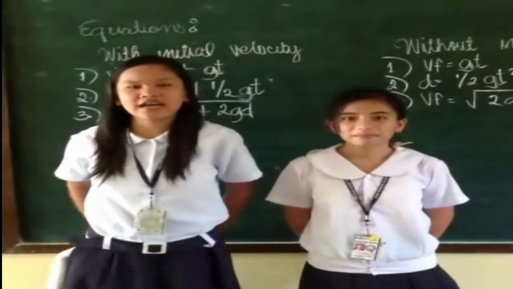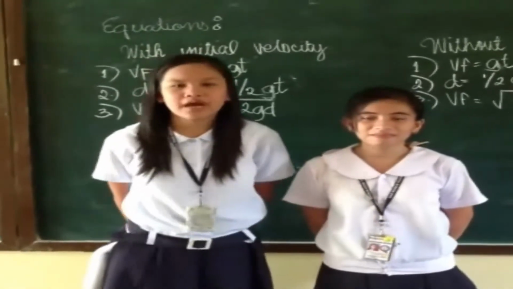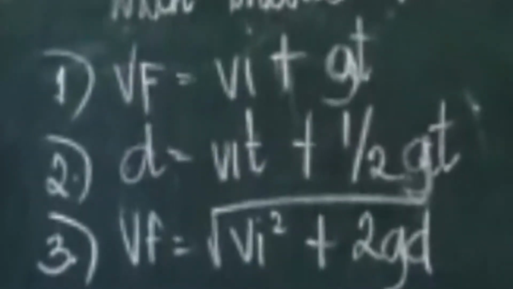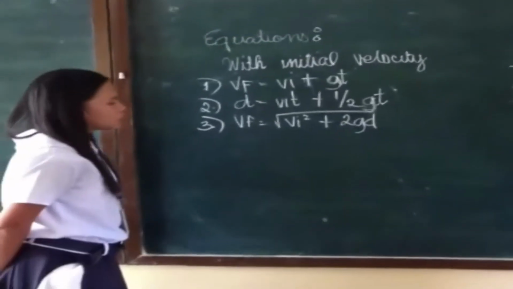We are here to tackle the six equations to find the velocity and the distance of falling bodies. First, we discuss the three equations with initial velocity: Vf, final velocity; Vi, initial velocity; g, gravity; and t for time. To find the velocity of falling bodies, Vf equals Vi plus gt. To find the distance of a falling body, d equals Vi t plus 1/2 g t squared. To find the velocity of a falling body, Vf equals the square root of Vi squared plus 2gd.